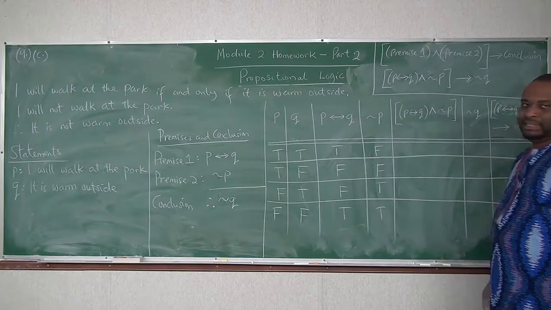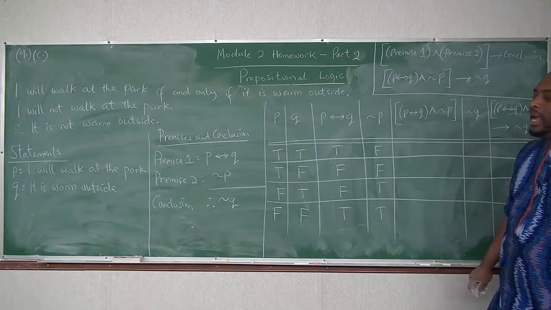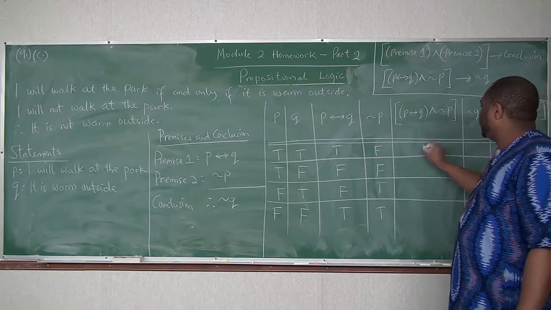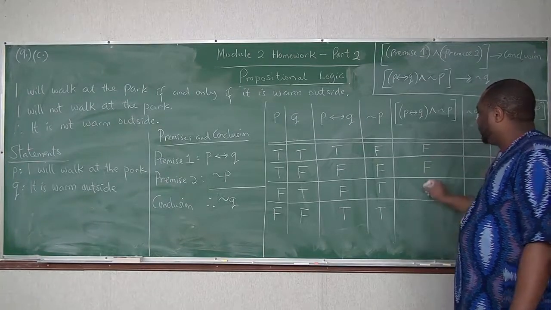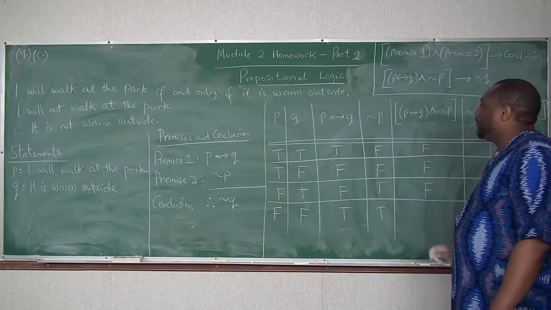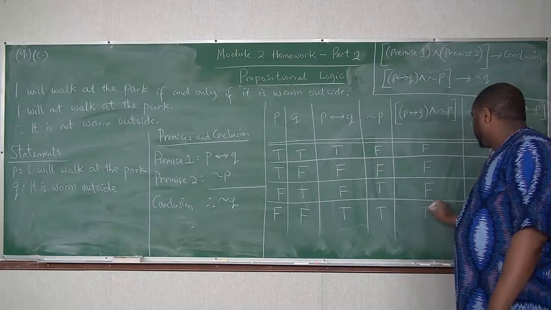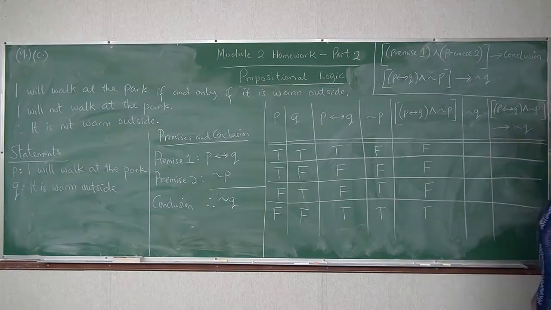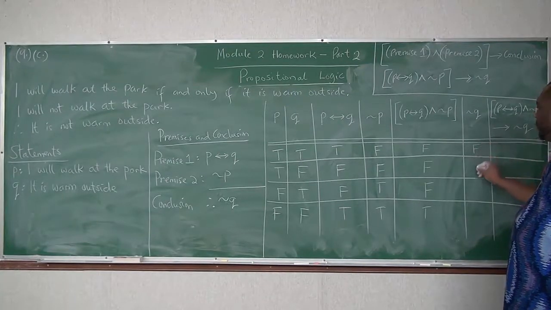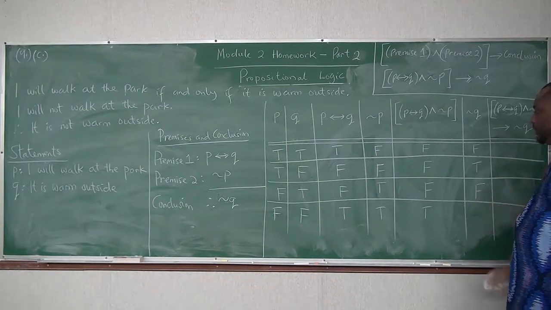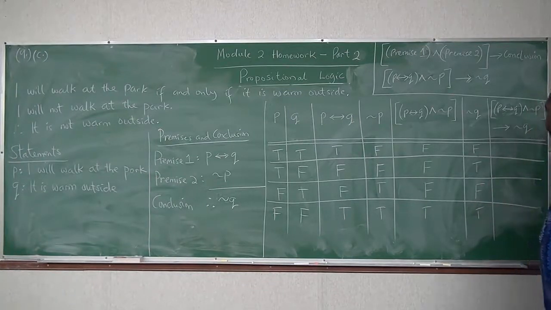And: true and false is false. False and false is false. False and true is false. True and true is true. Okay? Not Q: not true is false, not false is true.